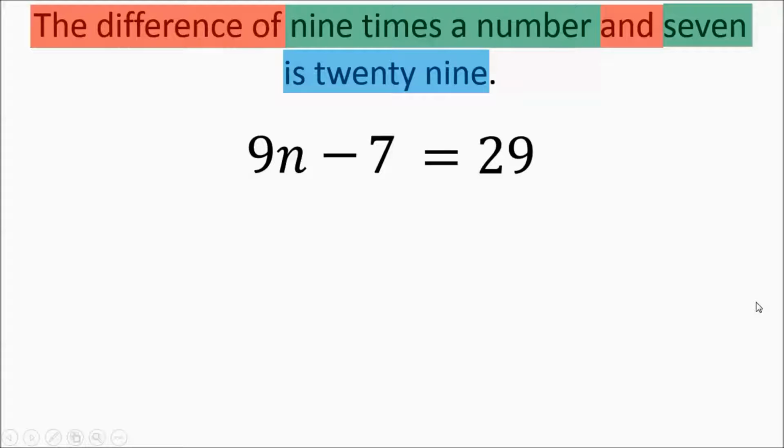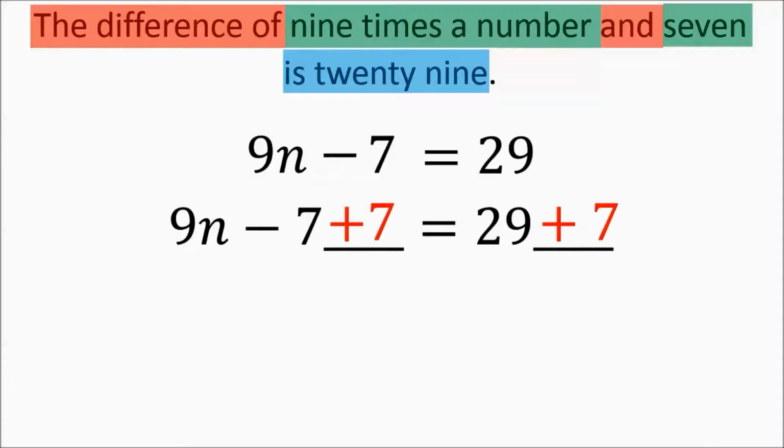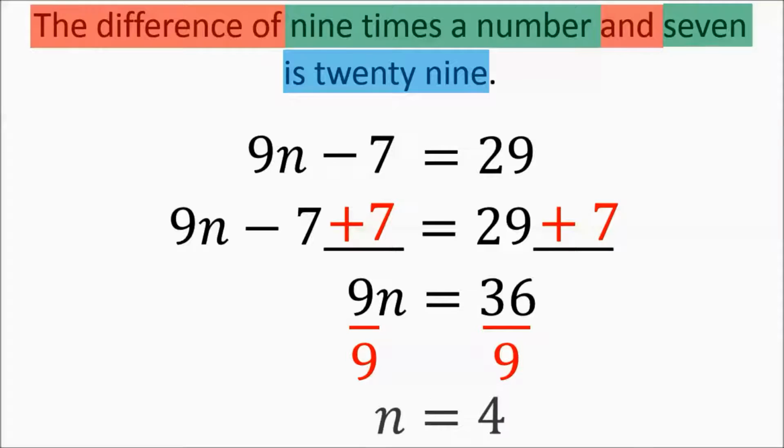From there, to isolate the variable, to solve for n, we would add 7 to both sides and then divide both sides by 9. So we're going to go ahead and do that. We're going to do the add 7. You're going to get the 9n equaling 36. You're going to then divide both sides by 9. You're going to get n equals 4.